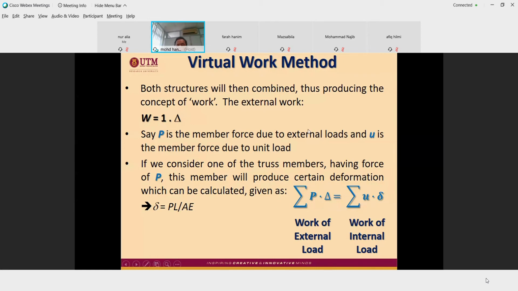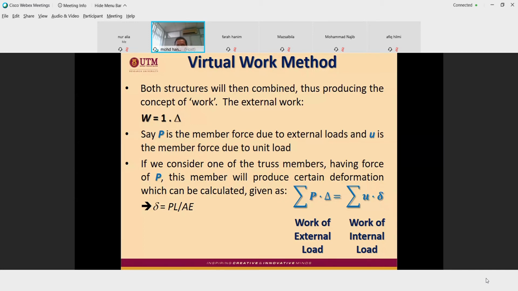Maybe it takes time for you to understand the principle of the virtual work method, but I think it is easy for you to understand and to memorize this formula: external load work equal to internal work.